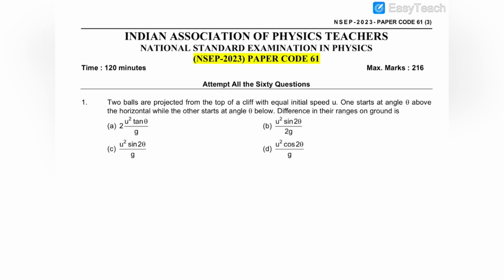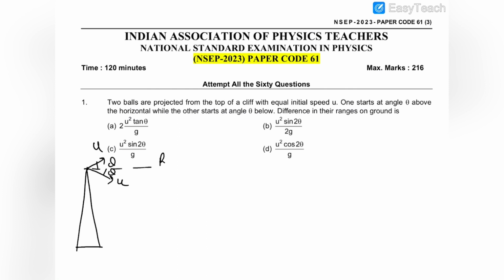You can see that in this question there are two balls which are projected from a cliff, which is a building. One ball is projected with a speed of u at an angle of theta above the horizontal, and the other one is projected in the downward direction at an angle of theta. We have to find out the difference of their range on the ground.